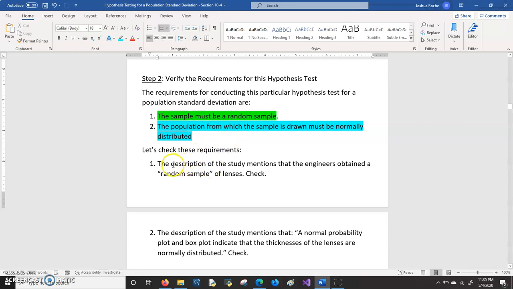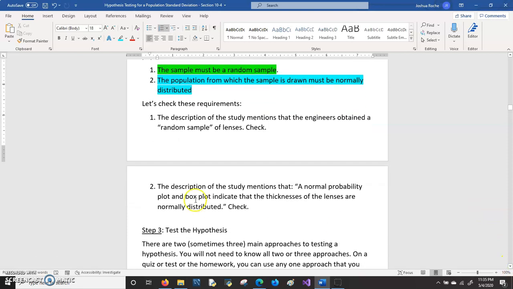Let's check these requirements. The first requirement, the sample must be a random sample. Well, in the description they do mention that the engineers obtained a random sample. So it mentions that in the description, and that will satisfy that requirement. The second requirement, that our population must be normally distributed. Well, also in the description of the study, they mention at the end that a normal probability plot and box plot indicate that the thickness of the lenses are normally distributed. So they mention in that description that they checked that and it is normally distributed.